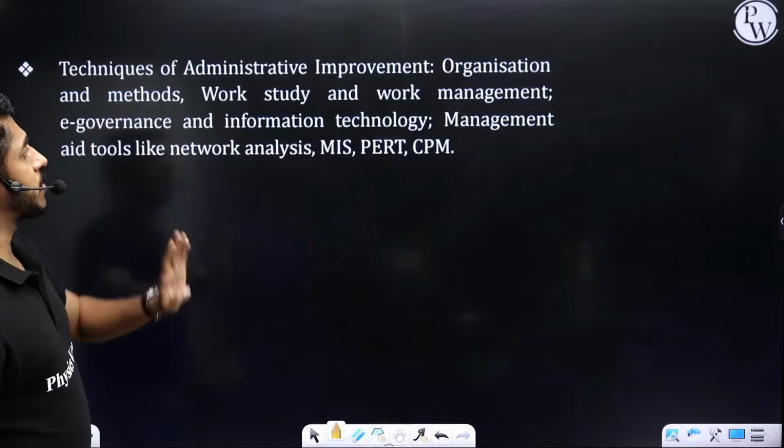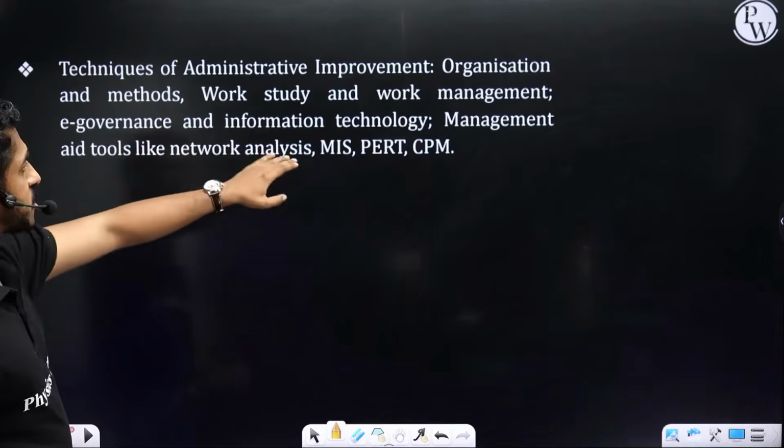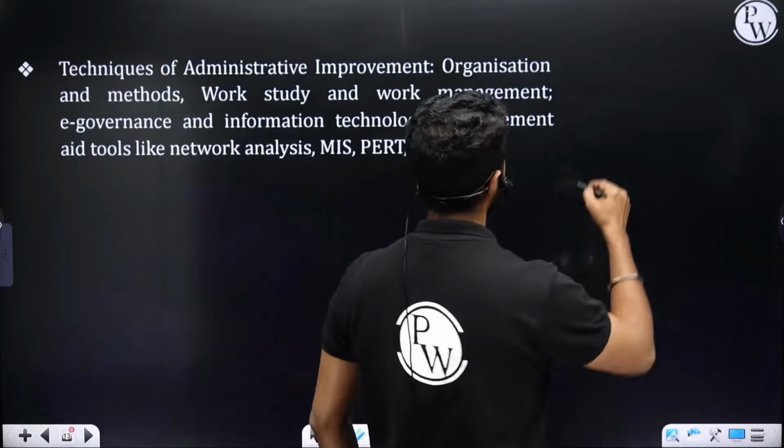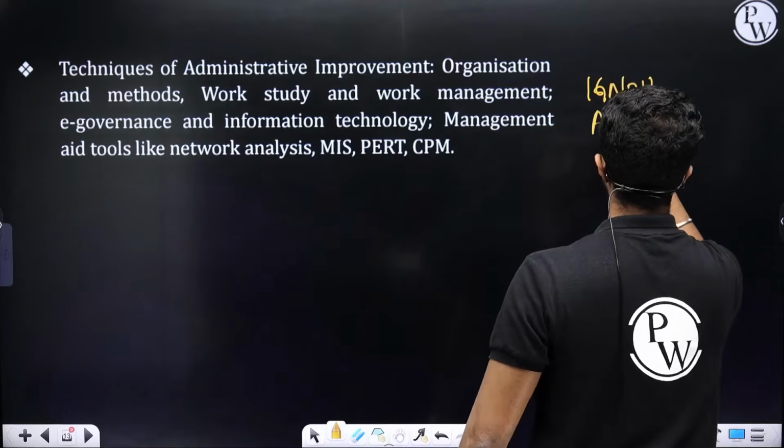Techniques of administrative improvement, organization and methods, work study, work management, e-governance, information technology, management aid tools like network analysis, MIS, PERT, CPM. IGNOU materials, Avasthi and Maheshwari.